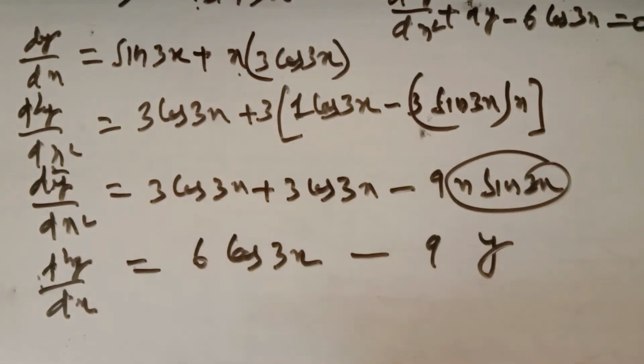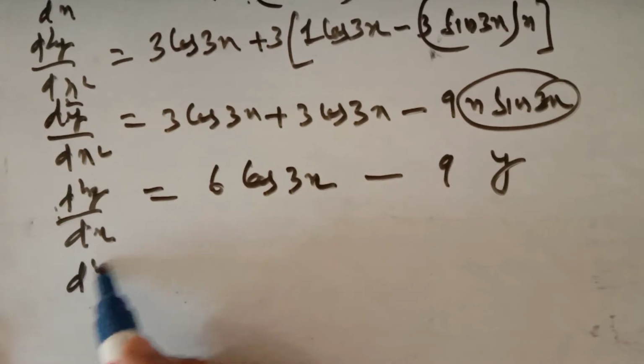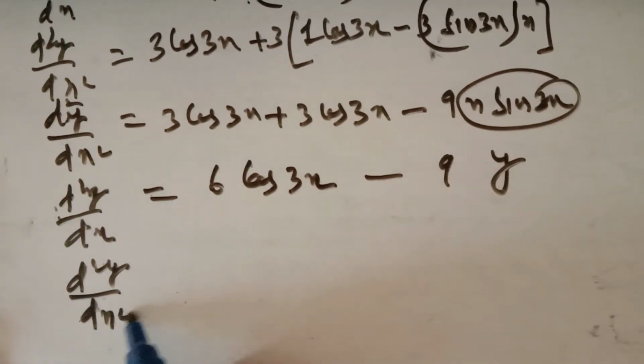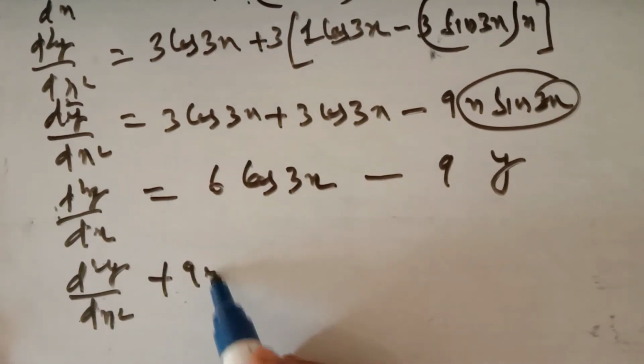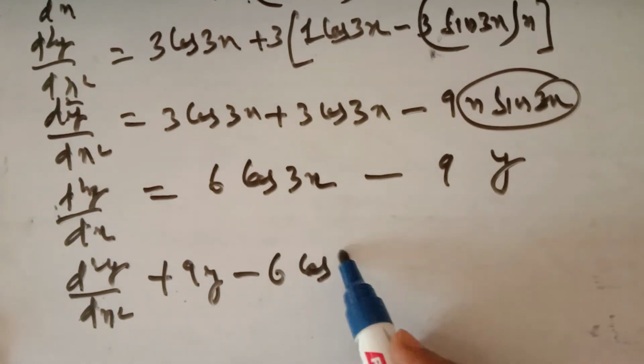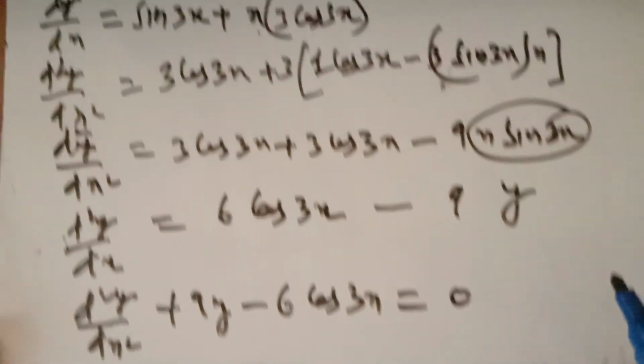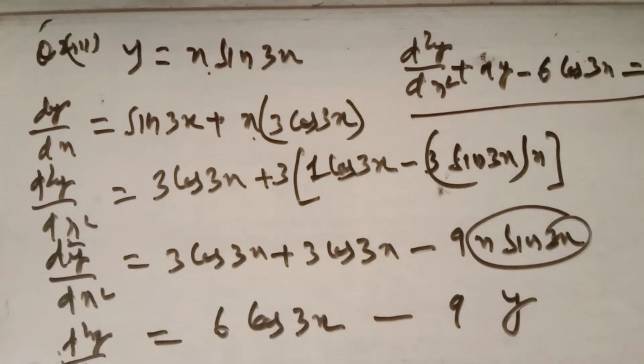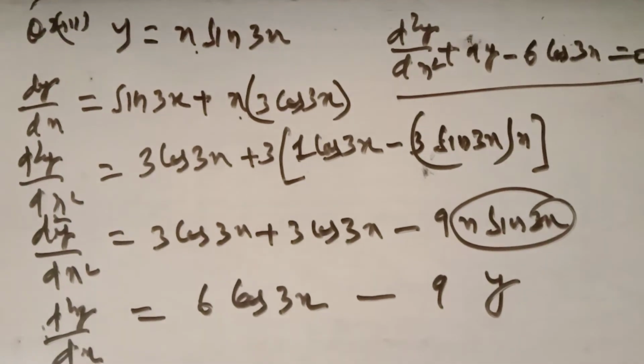Now when you take all these terms to the same side, you are getting the second derivative plus 9y minus 6 cos 3x equal to 0, which you have to prove. So this is a somewhat easy question, in which you have to prove this expression.